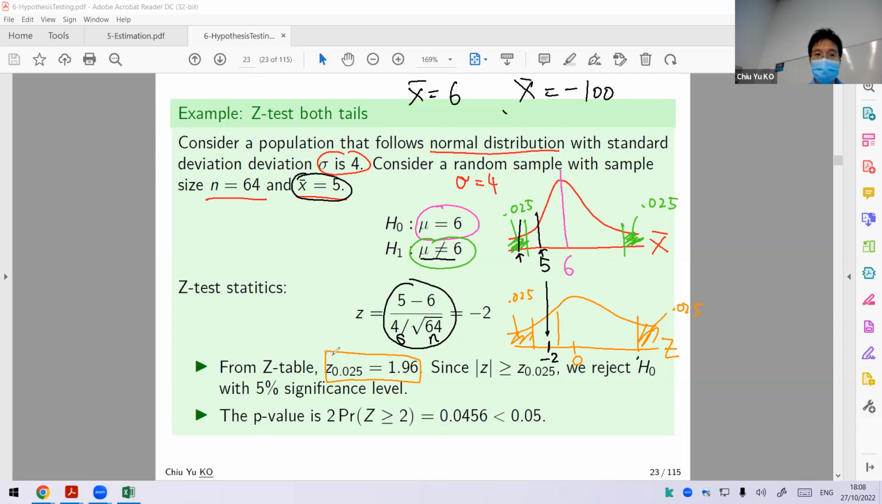How to calculate this? It's very simple. As it's an area, I want to go back, so you can do norm.s.inv. You can use this 0.025. This should give you -1.96. Okay, let's check it out.